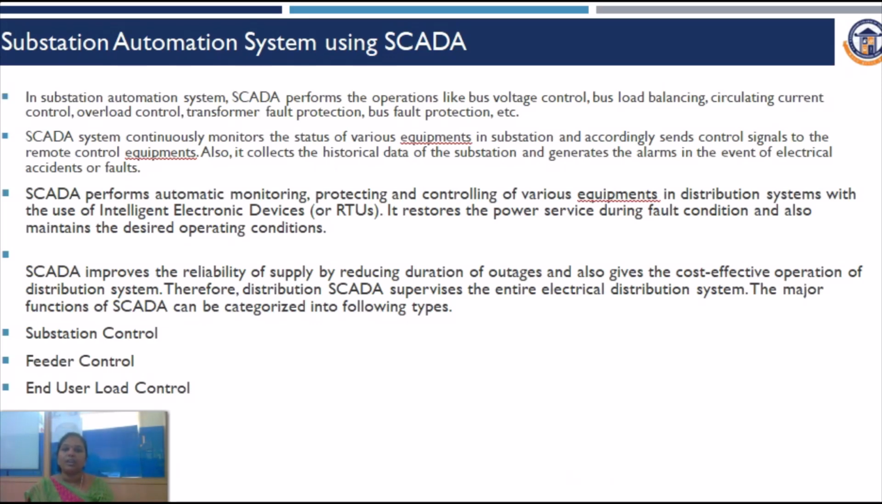with the use of intelligent electronic devices, that may be IEDs, PLCs or RTUs, remote terminal units. It restores the power service during fault conditions and also maintains the desired operating conditions. SCADA improves the reliability of supply, reduces the duration of outages, and also gives cost-effective operation among the distribution system. It can be categorized as substation control, feeder control, and end user load control.